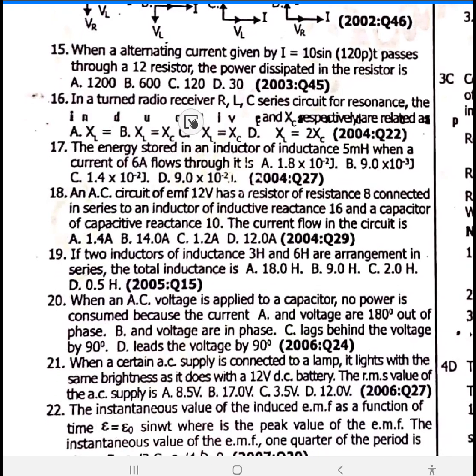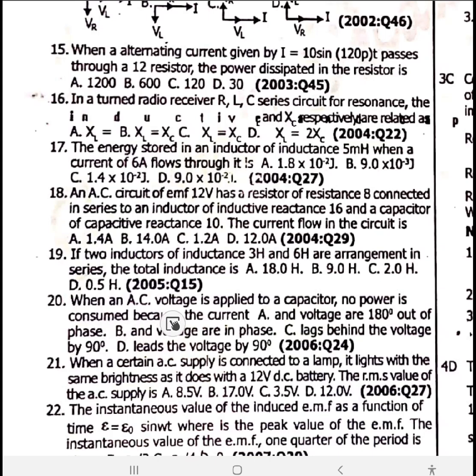16. In a tuned radio receiver, resistance, inductor, and capacitance in a series circuit at resonance, the inductive reactance and capacitive reactance are related by, how are they related? XL equals XC, option B. 17. This XL means inductive reactance, and this XC means capacitive reactance. Now they are related like this: this one equals this one. Calculation.